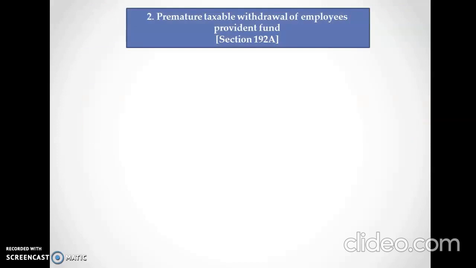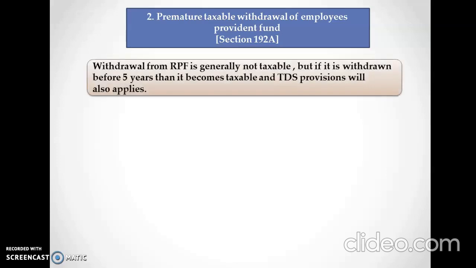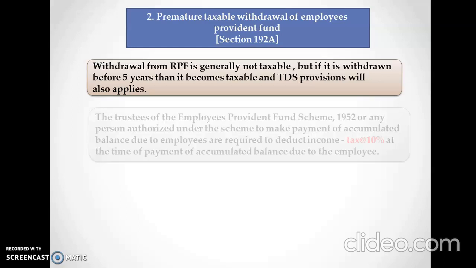Second type of income is premature taxable withdrawal of employee provident fund. We all know provident fund is a kind of saving in which the money is invested and taken out after a certain period of time, say 5 years. The motive is to have a long-term investment. Withdrawal of EPF is generally not taxable unless you make a premature withdrawal. If you make any premature withdrawal, TDS provisions will be applicable.